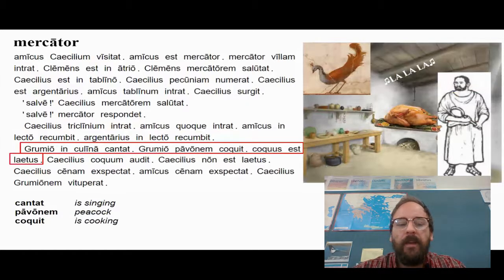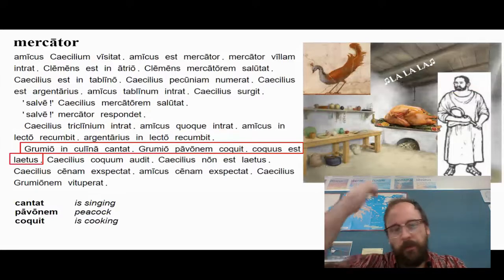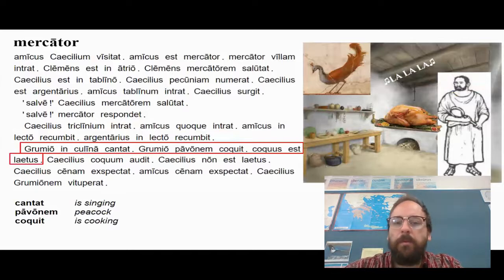What is he cooking? Coquus laetus. Ah, good. We have a good adjective here. It describes Grumio. Tell me about Grumio. Tell me about the cook. Is he happy, sad, angry, miserable? Yes, he is cooking a peacock.